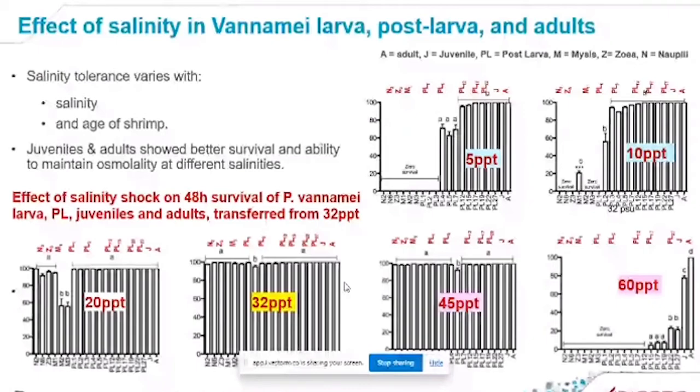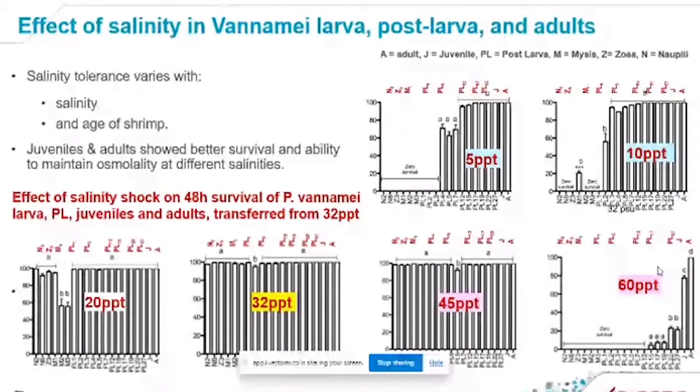Actually, when you transfer them just to 45 ppt, 45 ppt is still survivable by most of the shrimp. But if you transfer them to 60 ppt, then all the larval stages and most of the PL stages will die. Even the juvenile shrimp and a small percentage of adults may die within 48 hours when you transfer them to 60 ppt.